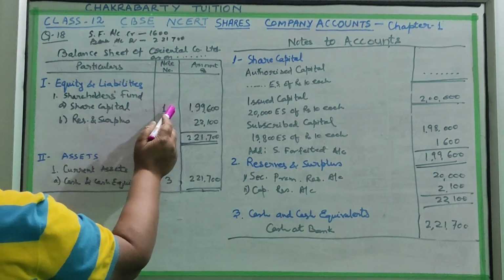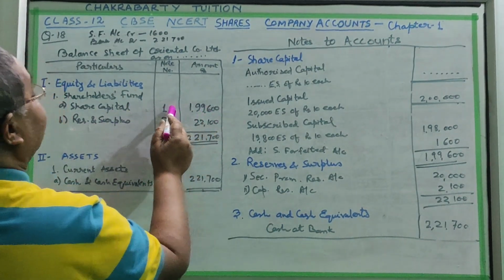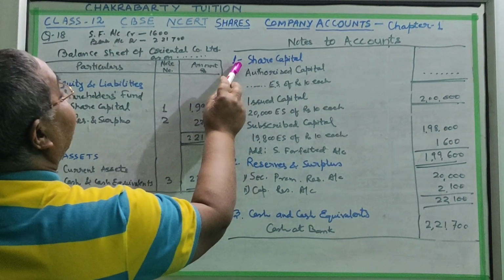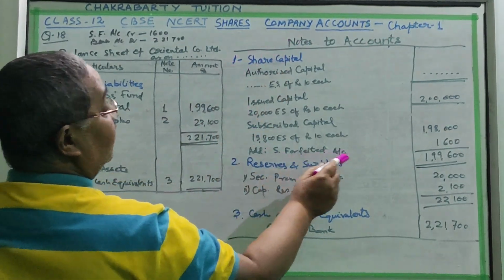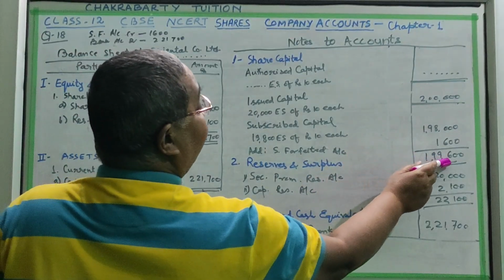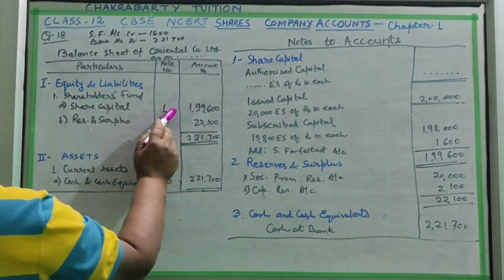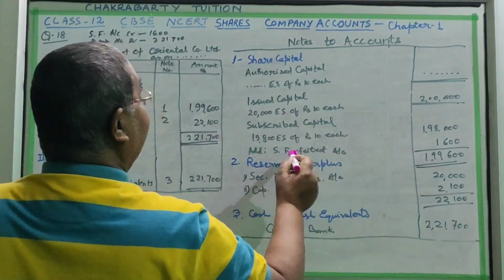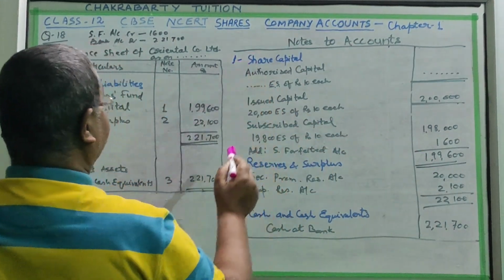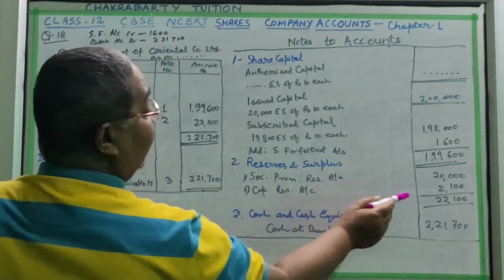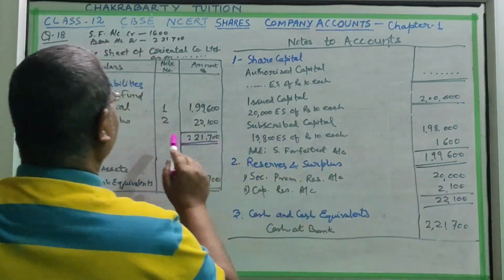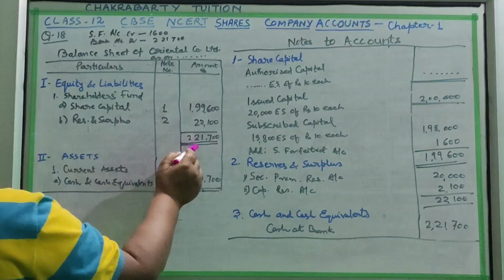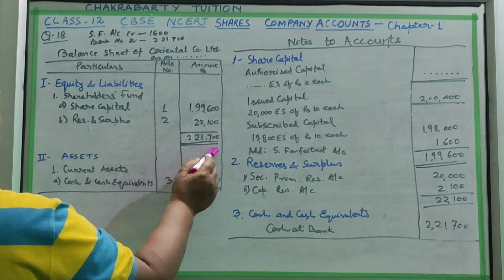For A, note number 1 means its calculation, which we have shown under note number 1. Note number 1's total is 199,600. That's why we write note number 1 and the amount from here. This is our note number 1. Then note number 2, the amount is 22,100. So for note number 2 we write 22,100. And we make the total, it comes to this one.